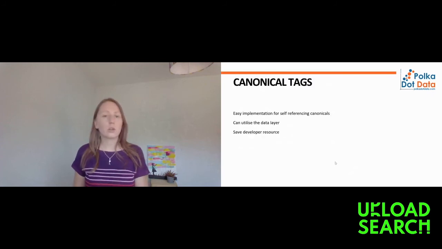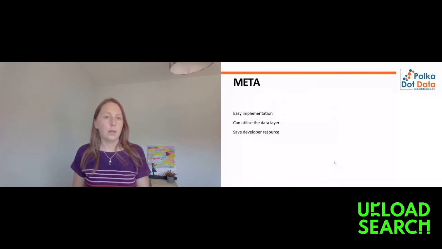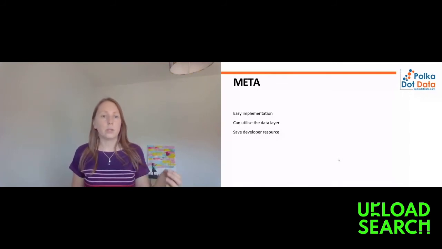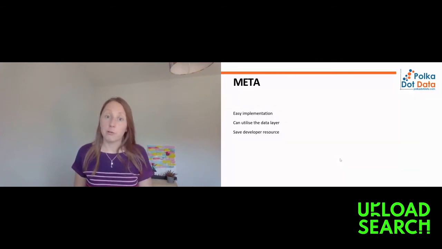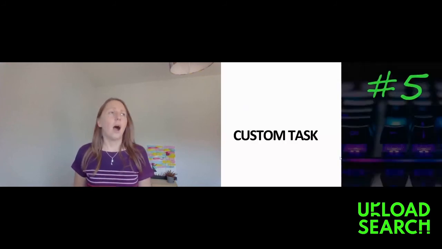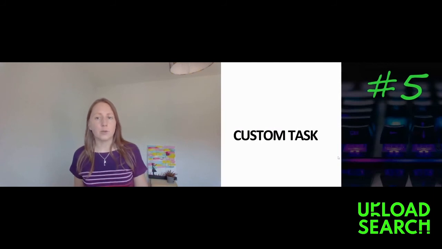You can also do canonical tags in GTM, so reference the page or do different ones. You can utilize the data layer in these. Again, you're saving developer resource. You can be more agile and faster. Likewise, meta. If it's taking ages to get the developers to do it, you can help. You can do this. And again, utilize the data layer. Once you're in the habit of this, it's going to become second nature if you're not already doing it. And for those who are already doing all of this, we're going to take this to the next level now.